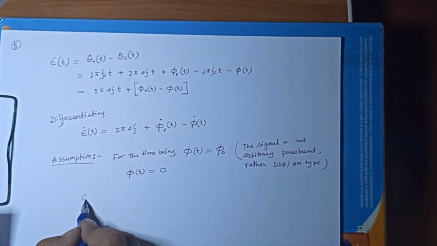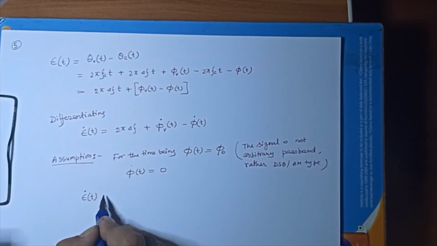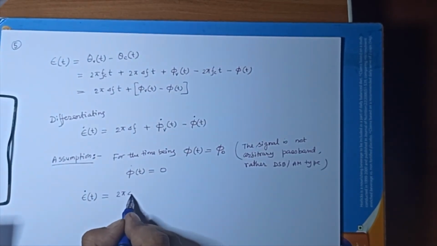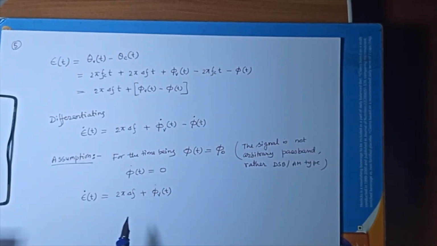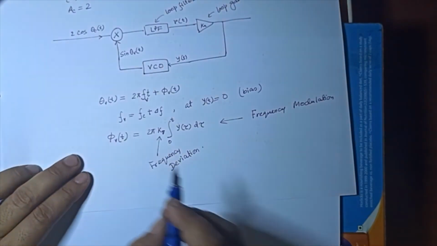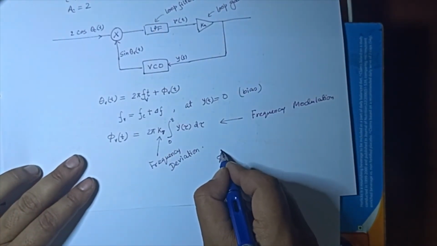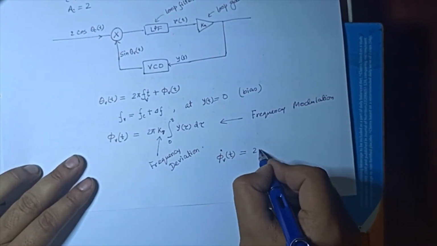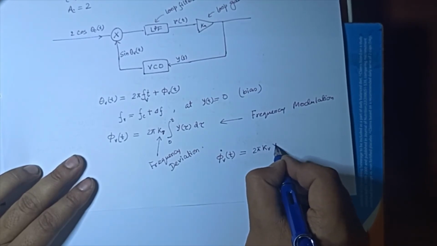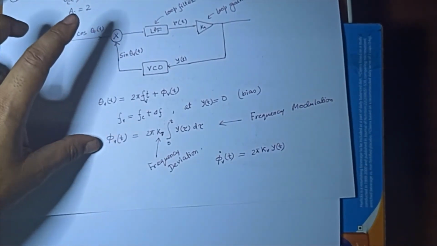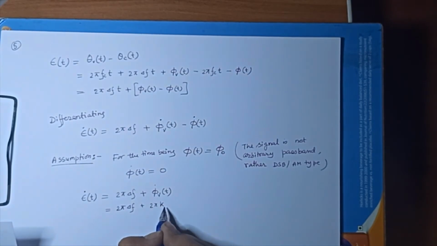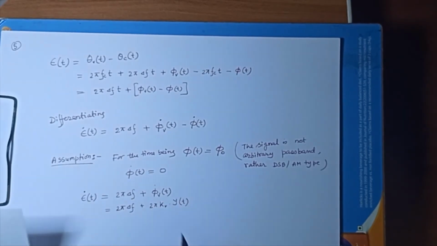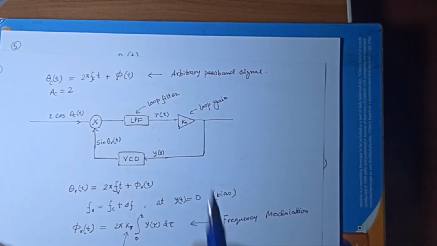So our equation is now epsilon dot(t) is equal to 2 pi delta f plus phi_v dot(t). And what is phi_v dot(t)? From here we know that phi_v dot(t) is equal to 2 pi k_v y(t). So I am writing that here. So this is equal to 2 pi delta f plus 2 pi k_v y(t). And what is y(t)? y(t) is equal to K_a into r(t).